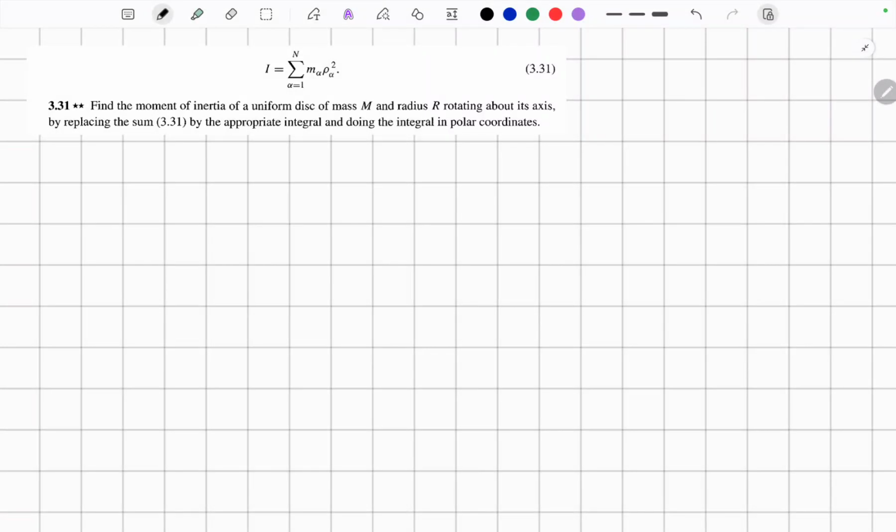Alright, so today we're going to be working through problem 3.31 from Taylor's Classical Mechanics, and this is a problem on calculating the moment of inertia for a uniform disk using an integral. So they say we have a uniform disk of mass m and radius r, and it's rotating about its axis. And they're saying to replace this sum given up here by the appropriate integral and do the integral in polar coordinates, we should be able to calculate the moment of inertia.